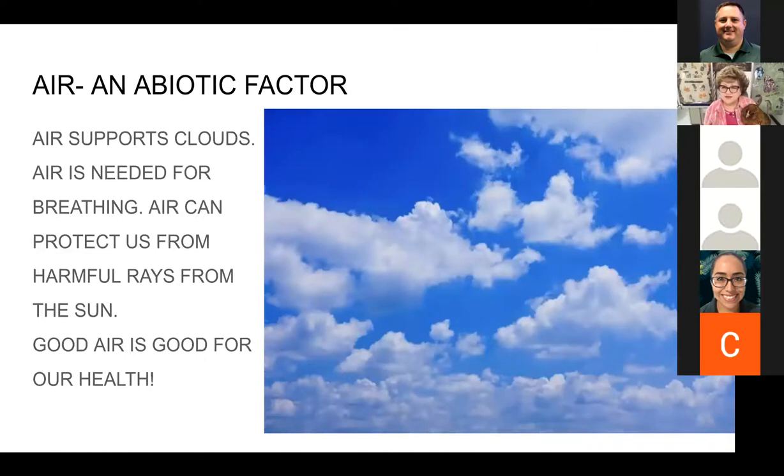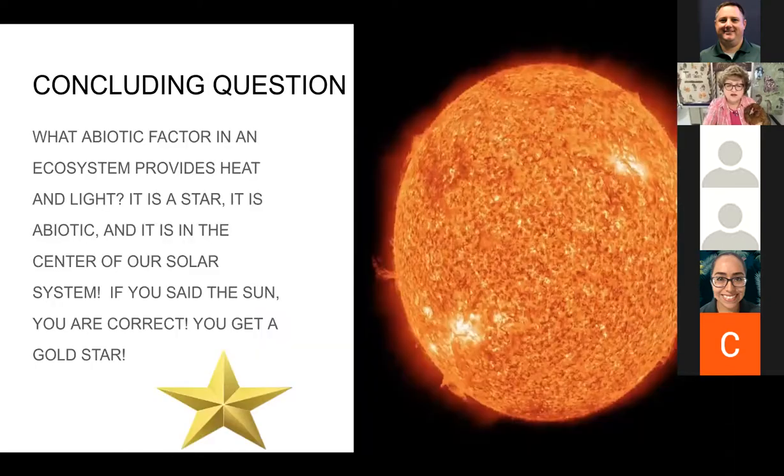Air, that's another non-living factor. Air supports clouds. We have to have air in order to breathe. Air can protect us from harmful rays of the sun. Good air is good for your health. That's why your parents encourage you to play outside in the fresh air. Air is non-living.